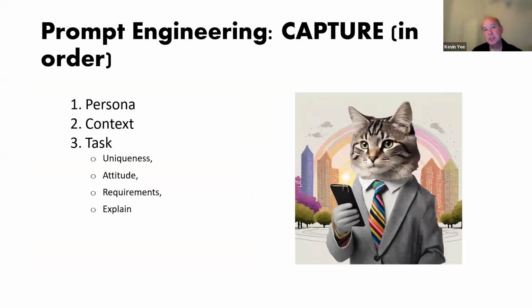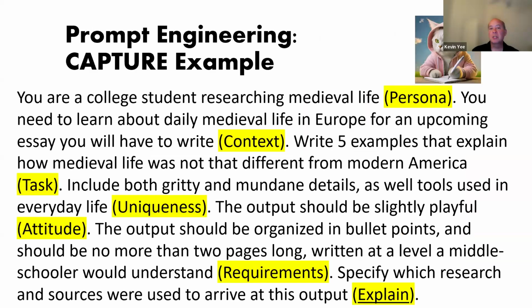First, I want to reorder those things. CAPTURE came in a certain order so we could have the acronym, but it really boils down to three things. Giving the LLM a persona, telling it the context of why we're talking about this right now, and then what is the specific task. And so then the other elements are part of the task. So PCT, persona, context, and task is what it really boils down to. So here's an example. And so you'll see that I've marked in yellow the persona, the context, and the task. They come up front.